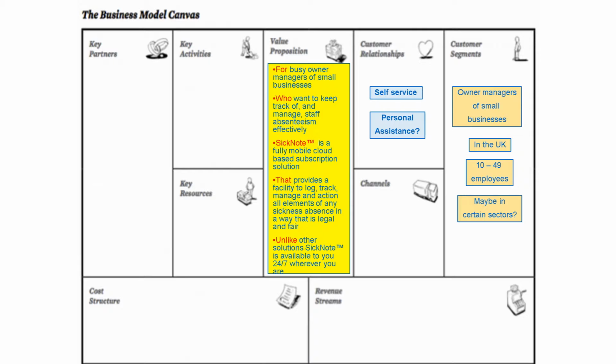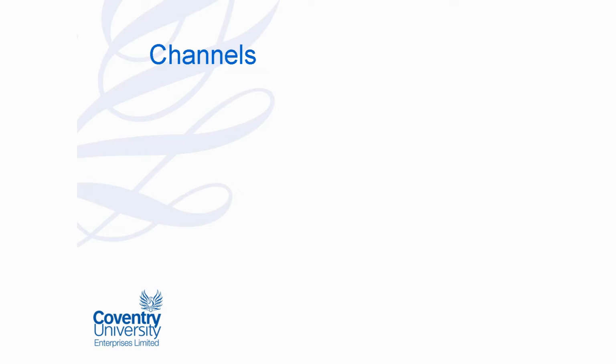And that's sort of the beauty of this tool, is that you can start to sort of see what you don't know as well as what you have thought through. All right, let's move on to the channels box. The channels box is a fairly busy box. Essentially, it really contains your marketing strategy.